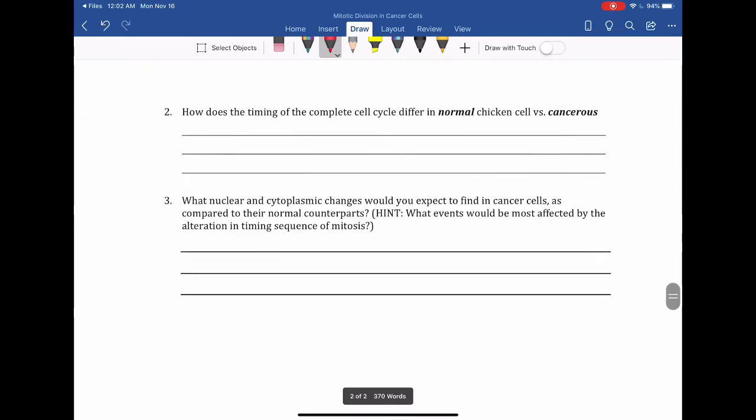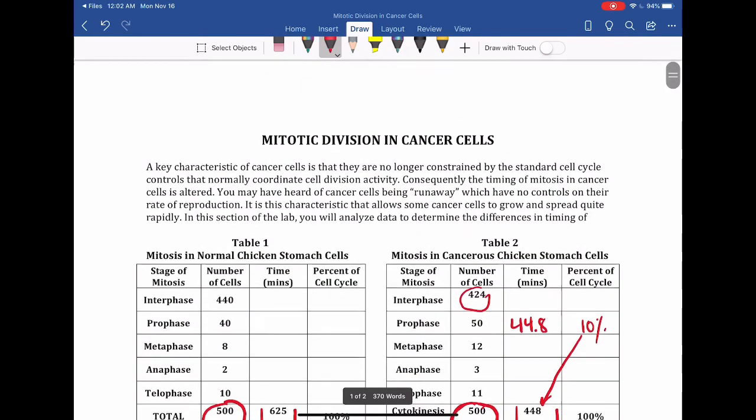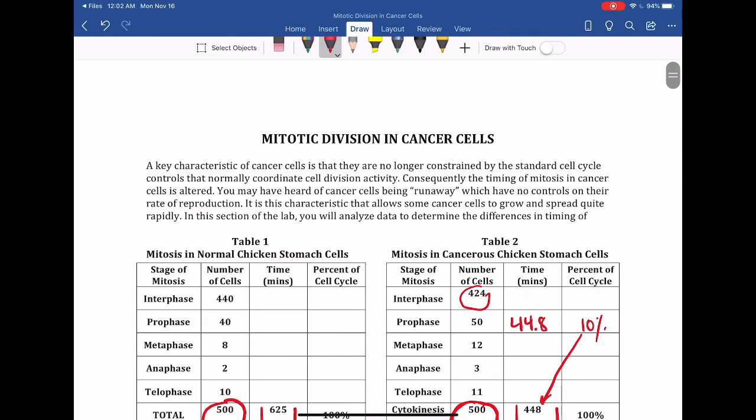And then you have just 3 little questions to answer. So this is important about understanding cancer cells and mitosis in cancer cells. So y'all let me know if you have any questions on that.